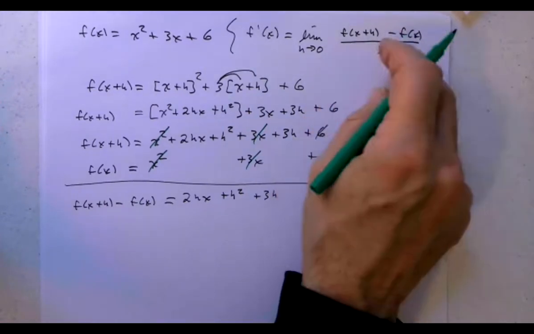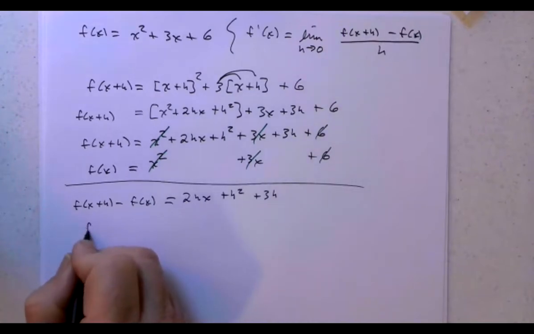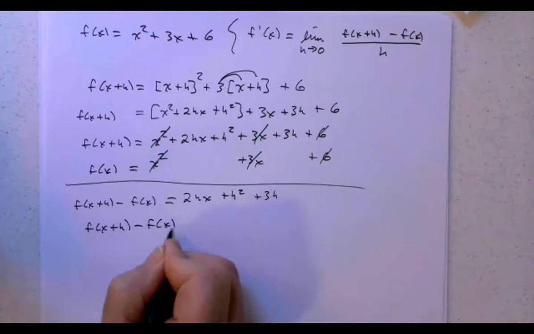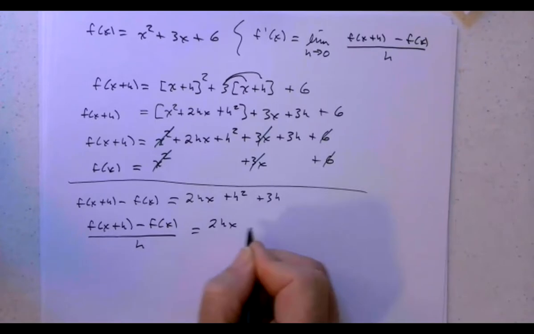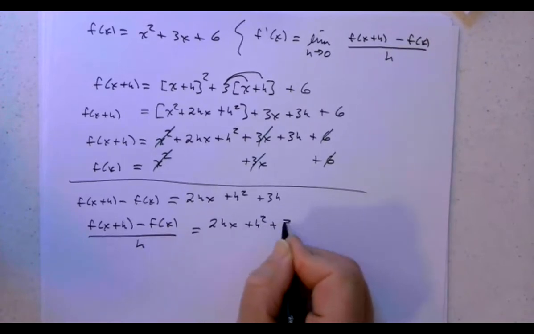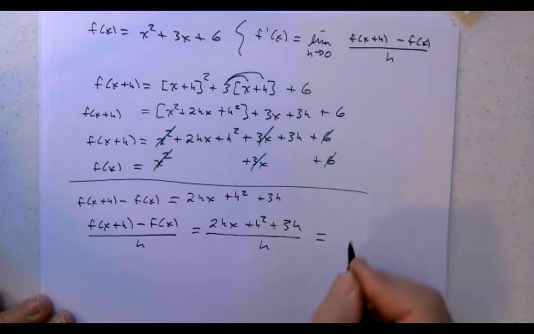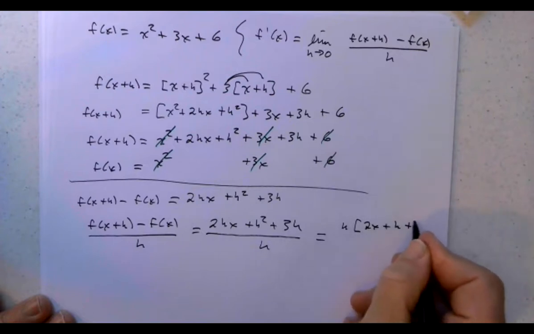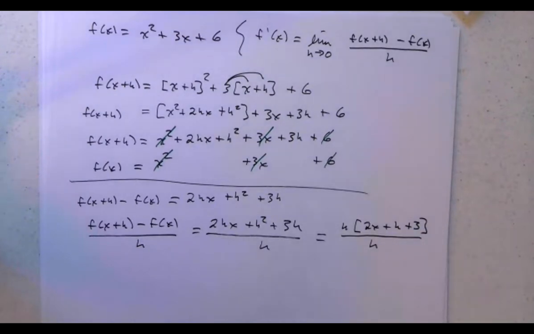But you can see I need f of x plus h minus f of x over h. So let's do that next. F of x plus h minus f of x over h is 2hx plus h squared plus 3h over h, which you'll notice I can factor an h out upstairs. H times 2x plus h plus 3, all over h, and the h's divide out.